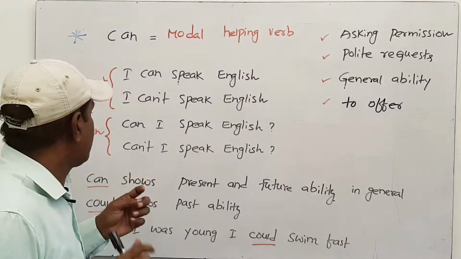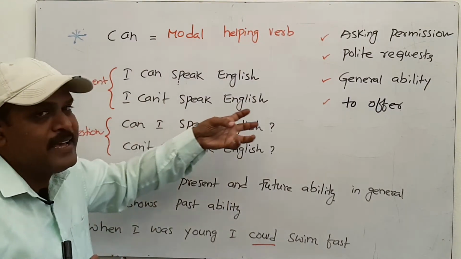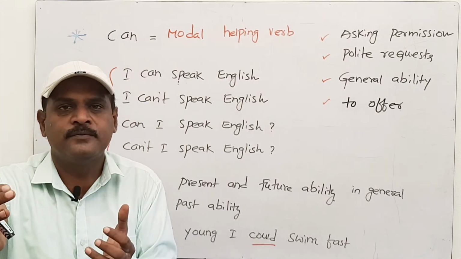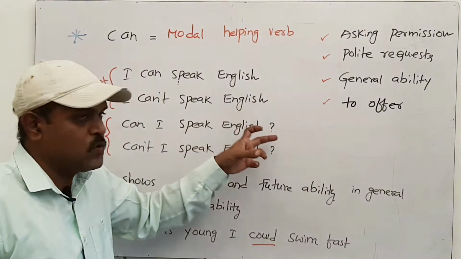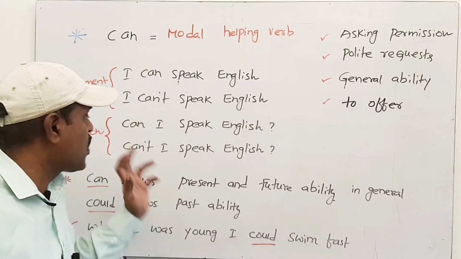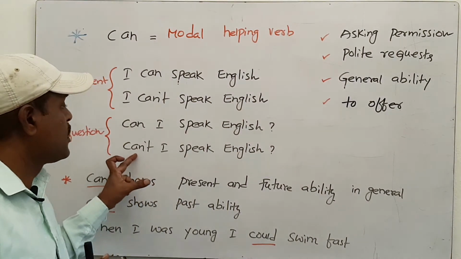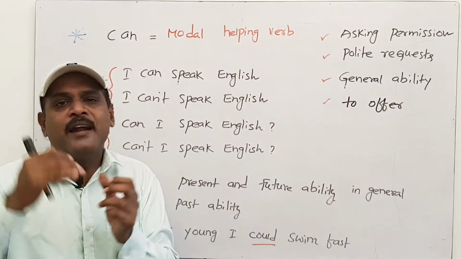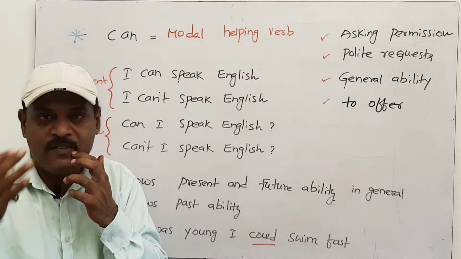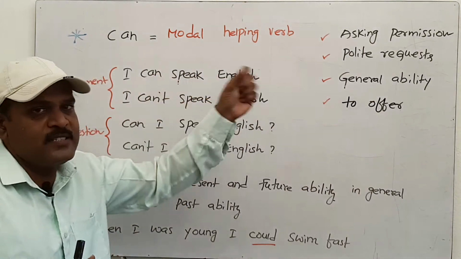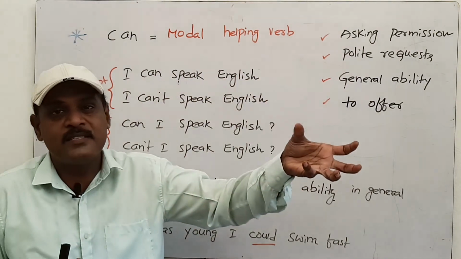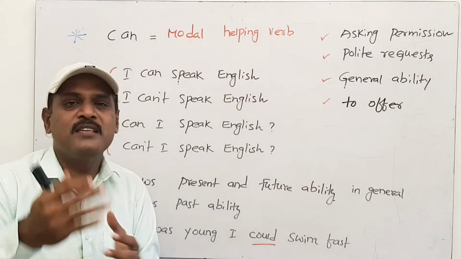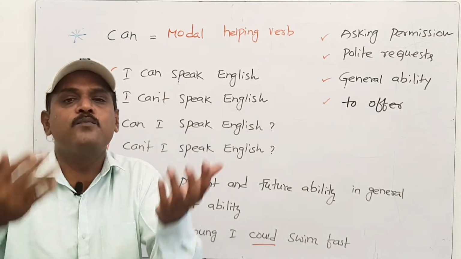Next one, question. Can I speak English? That means do I have the ability to speak English? That is the positive question. In case of negative question, we use can't at the starting of the sentence like this: Can't I speak English? Let me take another example with another verb. I can do dance. I can't do dance. Can I do dance? Can't I do dance? In this way, we have to change the verbs and do more and more exercises to get fluency in English.